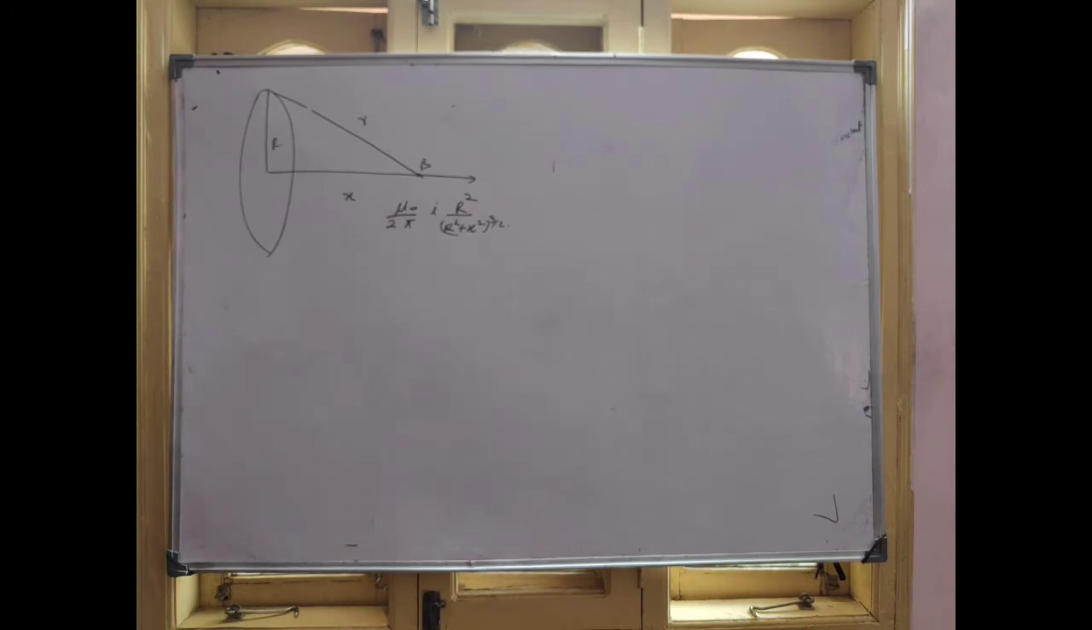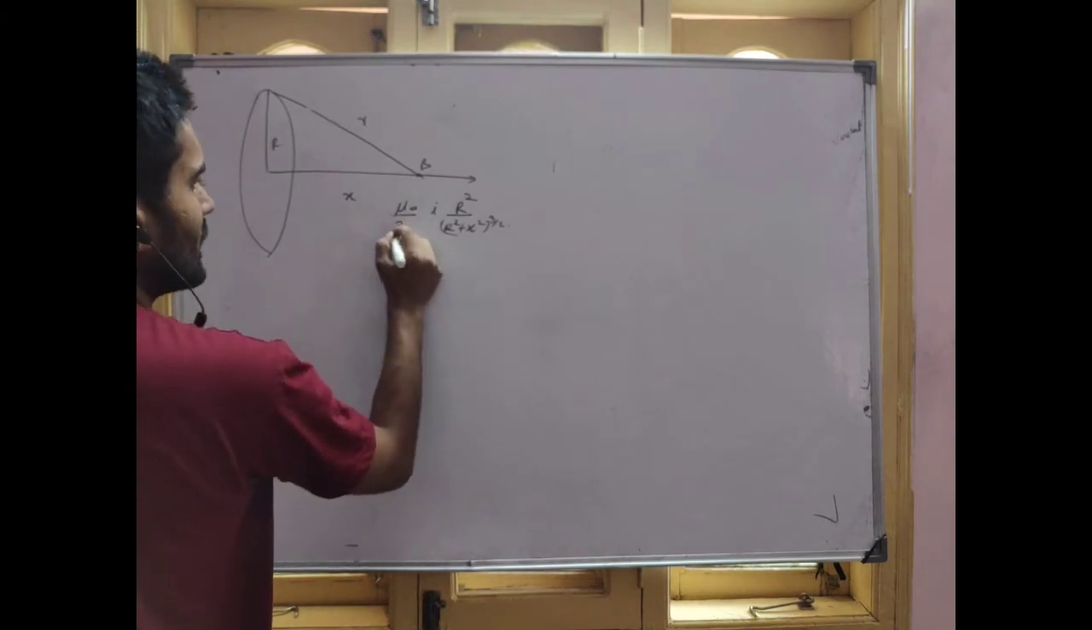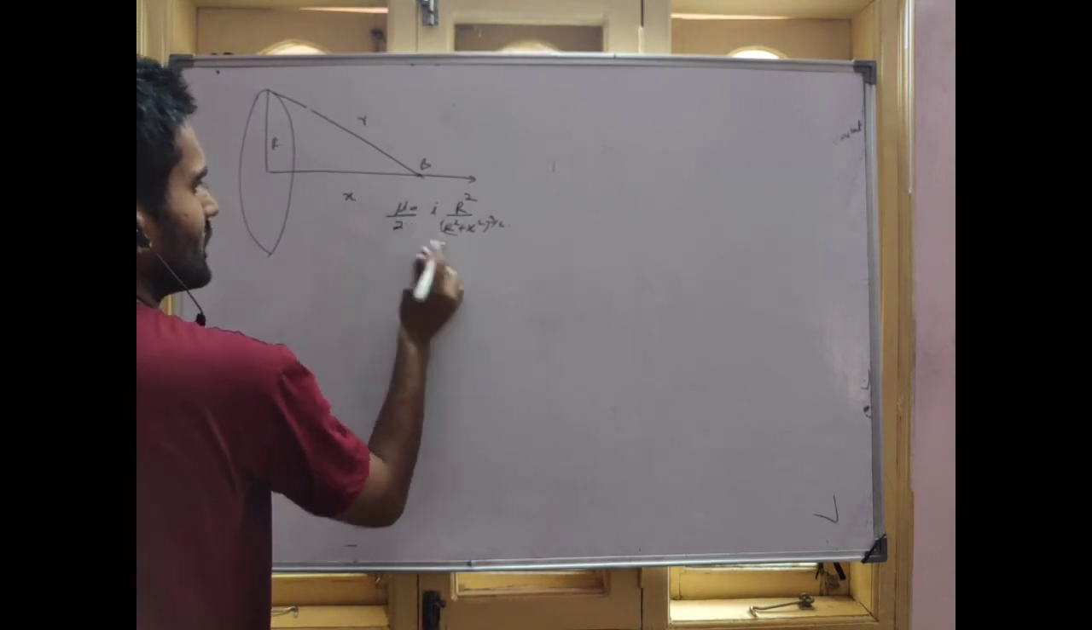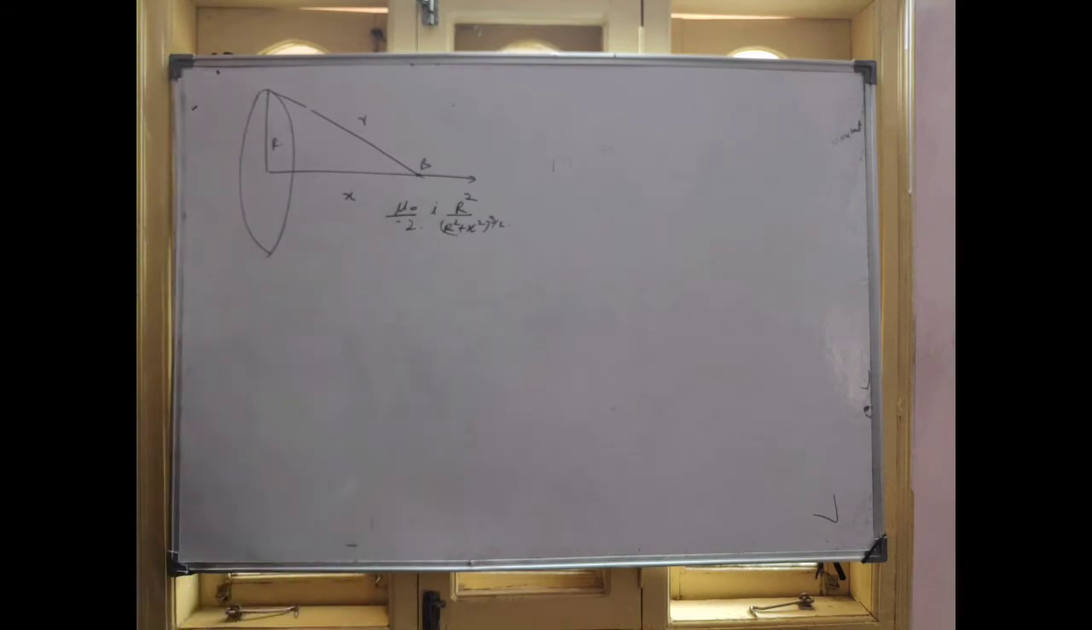Yeah, I think there is no pi here. So no pi here. This is mu naught upon 2, right? Yes or no? Tell me.